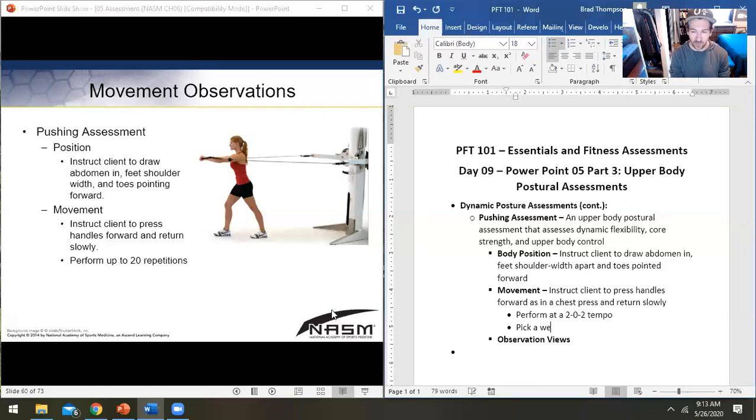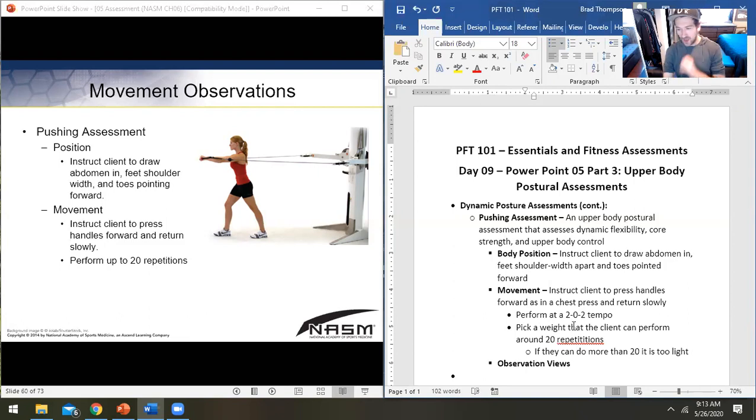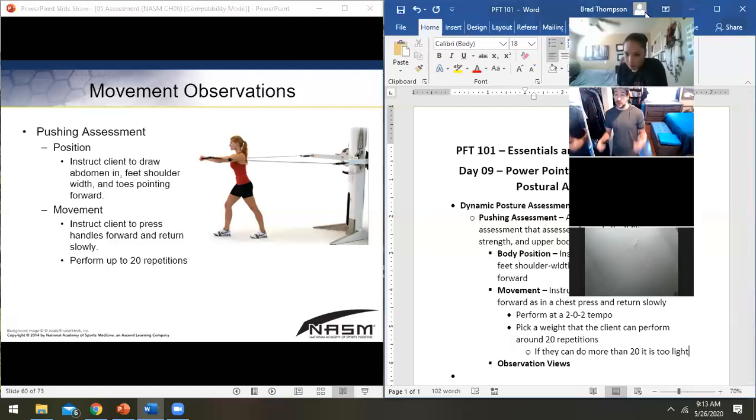So pick a weight that the client can perform around 20 repetitions with. What we mean by that is if they can do more than 20, it is too light, okay? So just be aware of that. We do want to go for around 20 repetitions overall. You're trying to observe their posture the entire time.